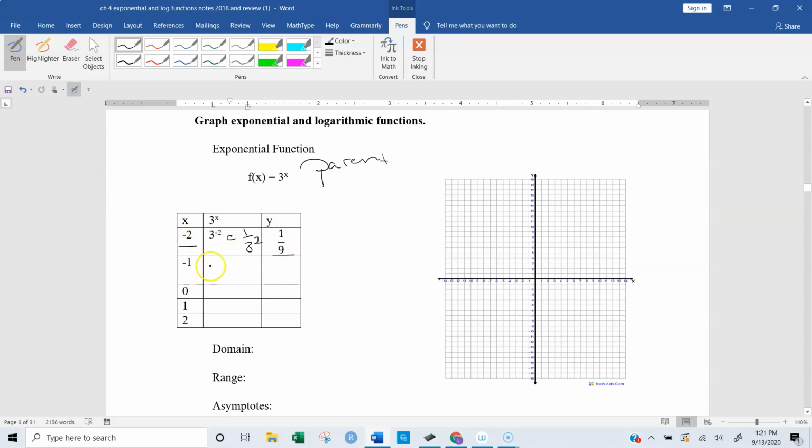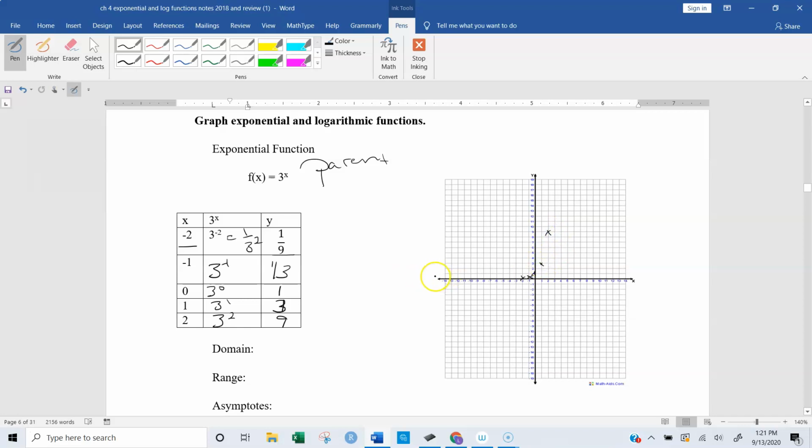So when you do the -1, that's 3 to the -1st, putting that into the denominator is 1 over 3. Anything to the 0 power is 1. Then you just have 3 to the 1st and 3 squared. Whoops, that should have been a 3, and 9. Okay, graph those in. So -2 is 1/9, -1 is 1/3, 0 is 1, 1 is 3, and 2 is 9.